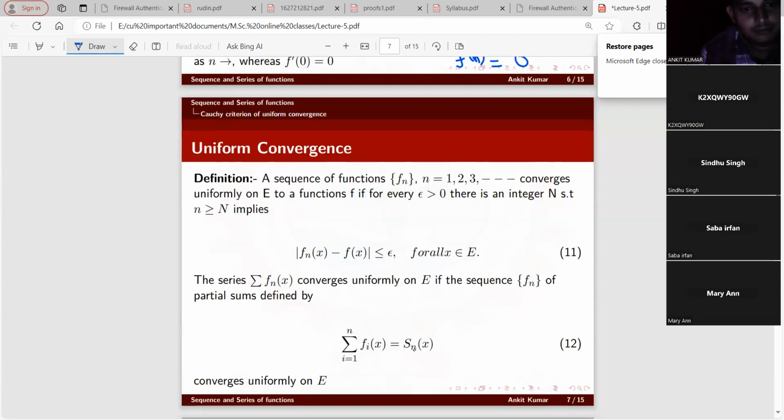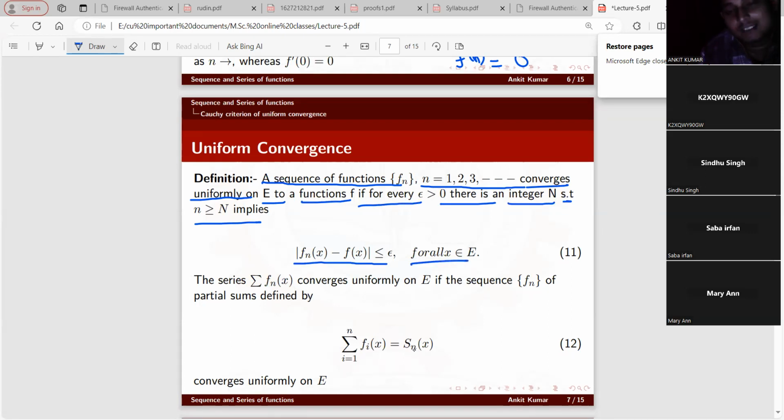A sequence of functions fn, n goes from 1, 2, 3 up to dot dot dot, converges uniformly on E to a function f if for every epsilon positive there is an integer capital N such that n greater than or equal to N implies mod of fn x minus f x is less than epsilon for all x belonging to E. Okay. So first of all, we defined the sequence of functions fn, n equal to 1, 2, 3, converges uniformly on E to a function f if for every epsilon positive there is an integer N such that for n greater than or equal to N, implies this.